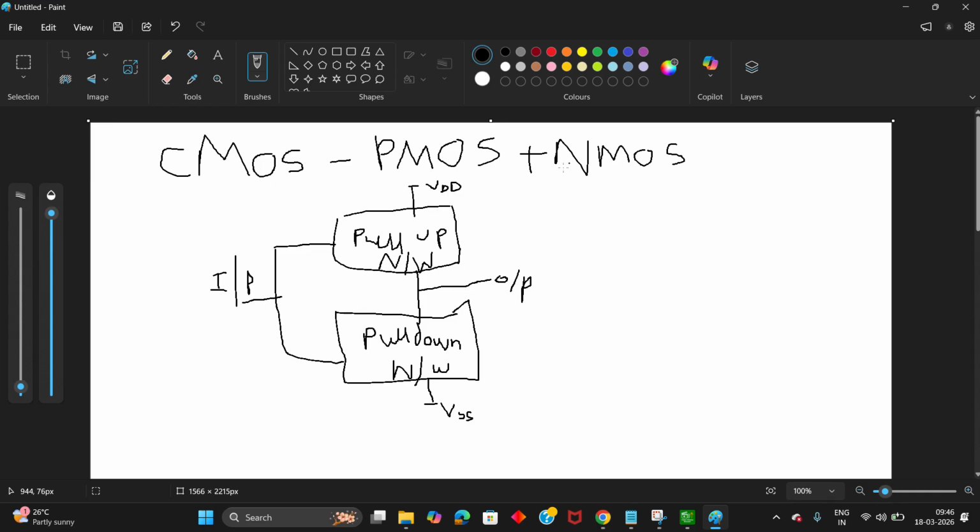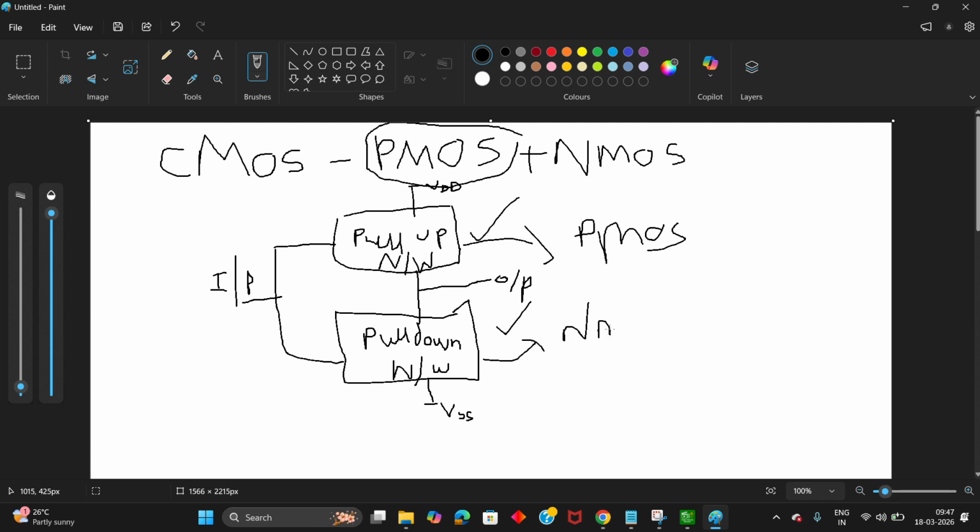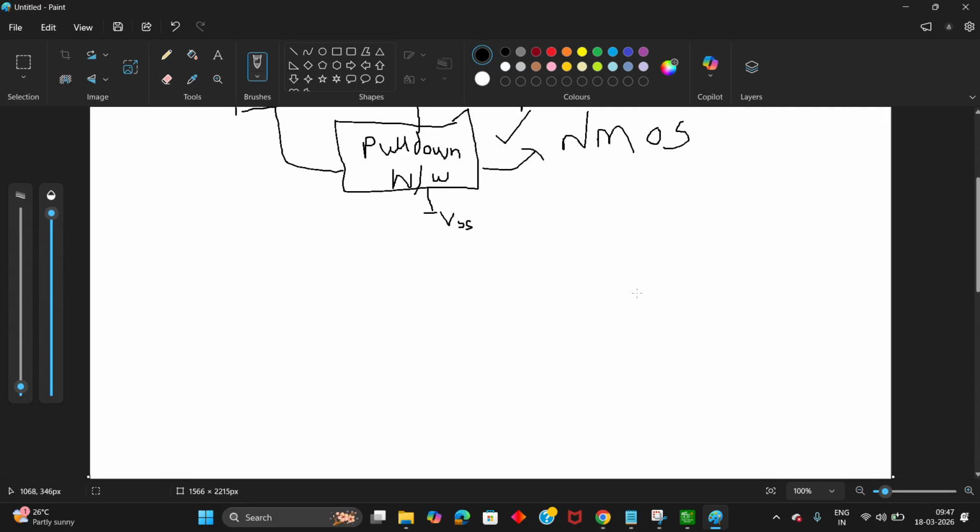Now, what do pull-up network and pull-down network mean? The pull-up network consists of PMOS transistors, completely made using PMOS transistors, whereas the pull-down network is completely made using NMOS transistors. You need to remember a point: in CMOS technology, the number of PMOSs in the pull-up network is always equal to the number of NMOSs in the pull-down network. Remember that point.